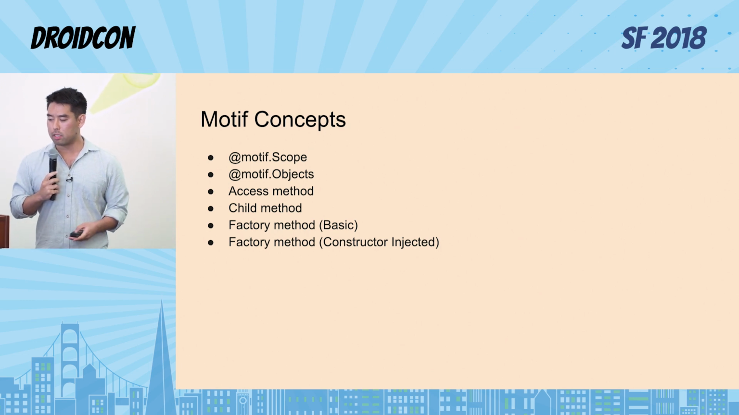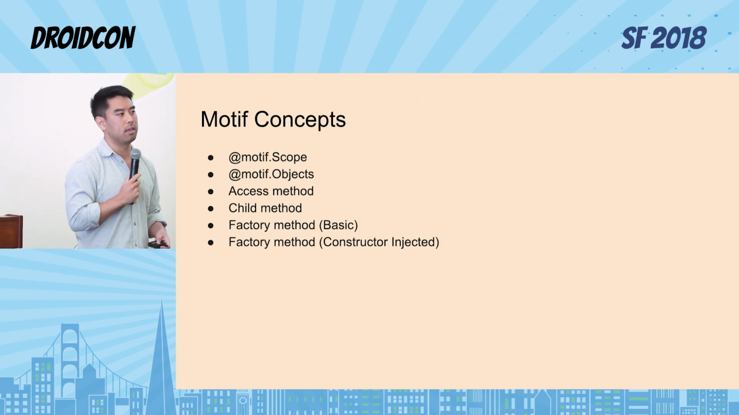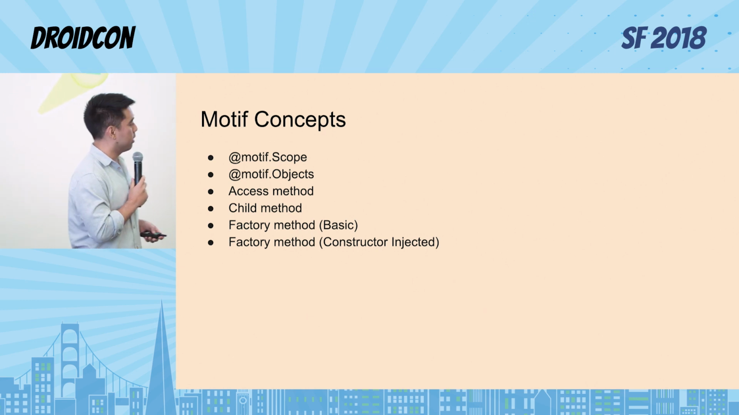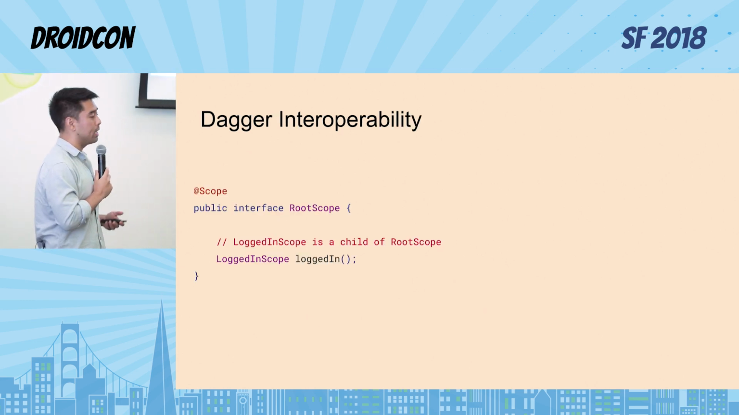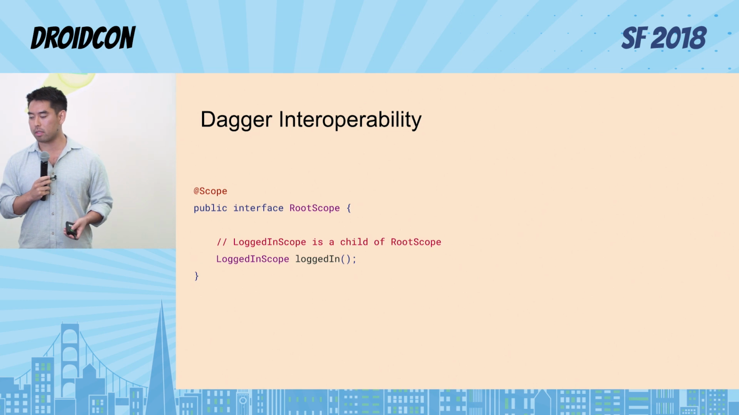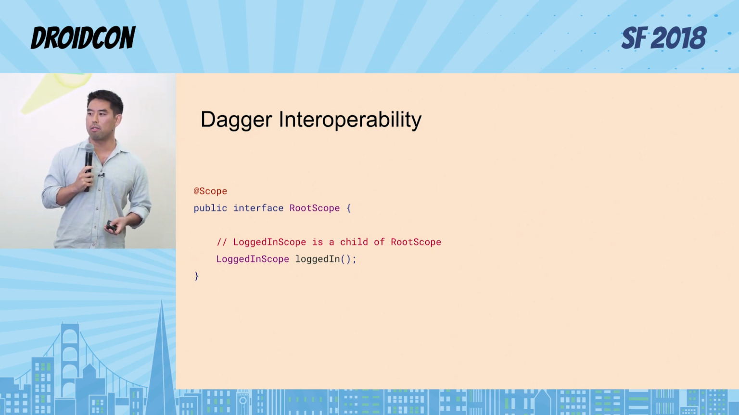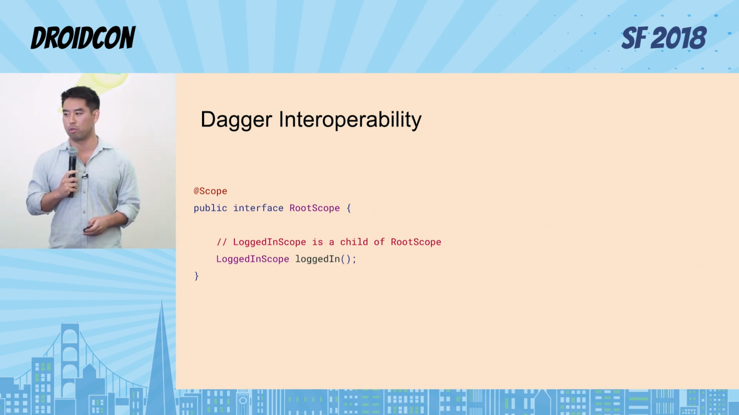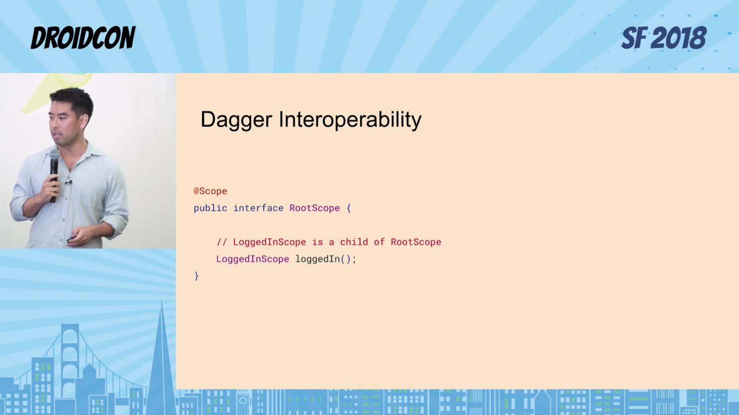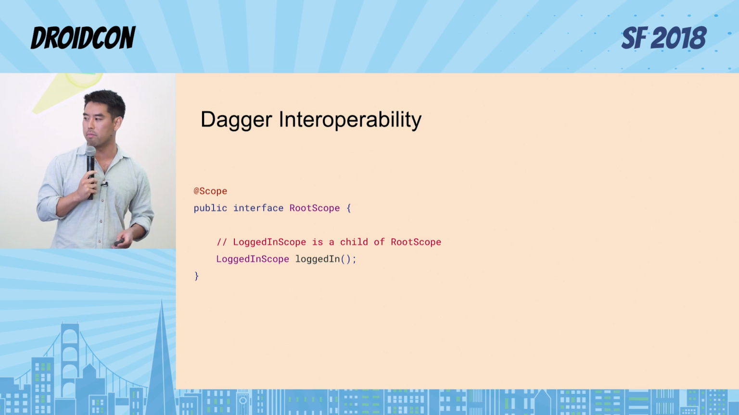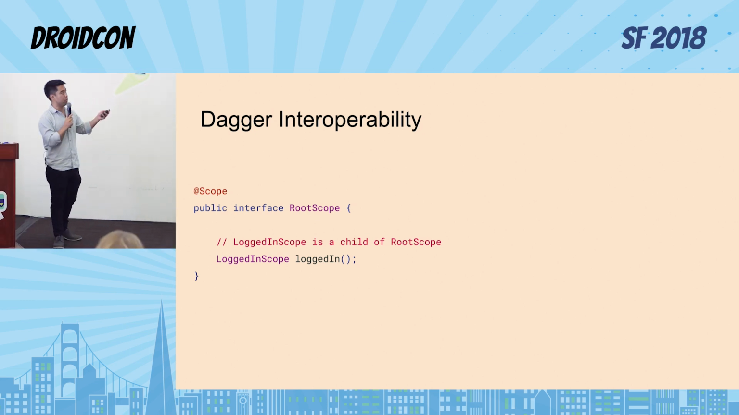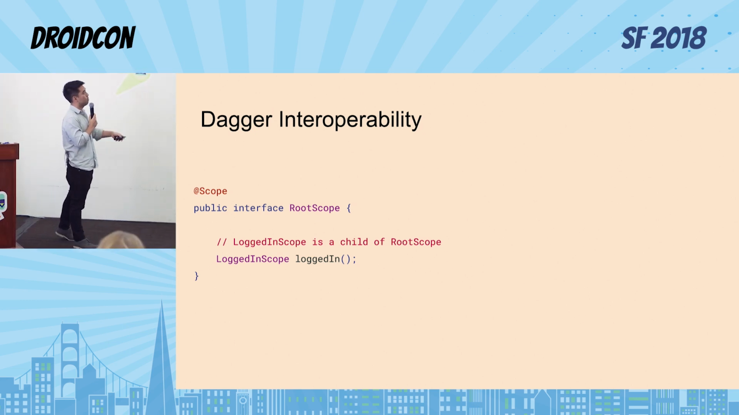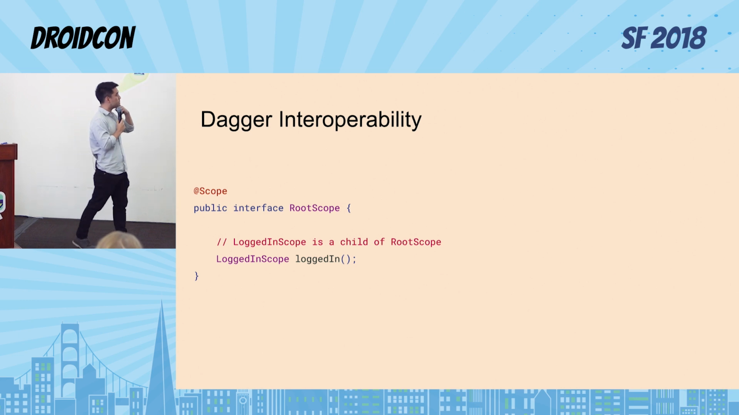Okay, so I'm going to switch gears a little bit here and talk about something I mentioned a little earlier that some of you might be interested in, which is Dagger Interoperability. So we stripped out a lot of the other methods in this root scope, and we've just left the child scope, the logged in method here. And again, just to recap, this defines logged in scope as a child or root scope here.